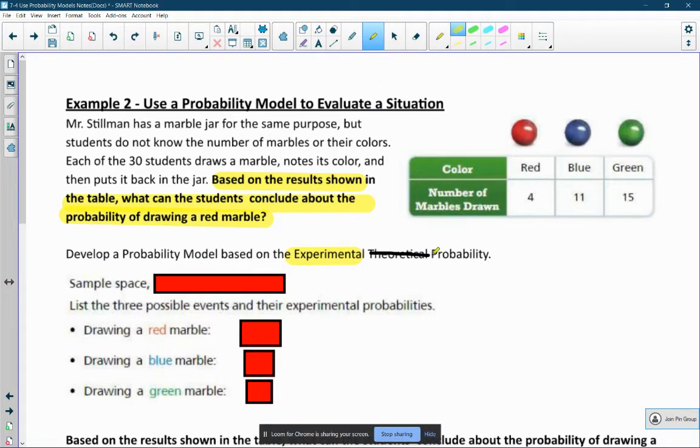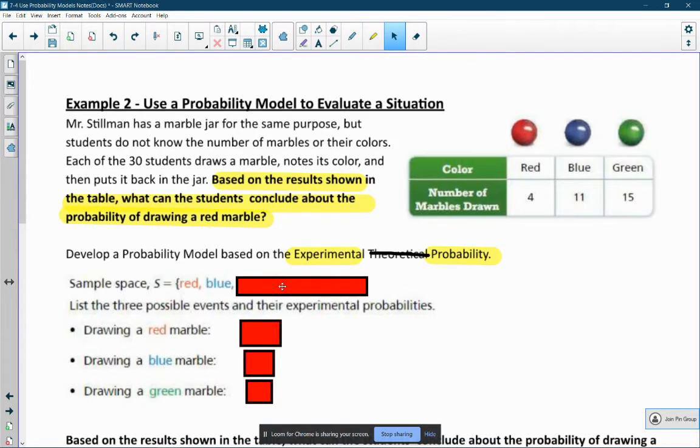The experimental probability. Okay, so number one, first thing, we list our sample space. What are all of our outcomes? Well, it should be pretty obvious what our outcomes are: red, blue, and green. So that's what we put. Put S is equal to red, blue, green. Boom. That's our sample space.